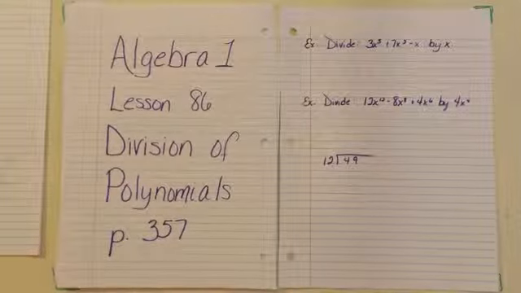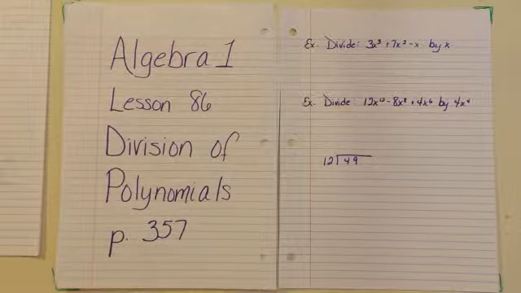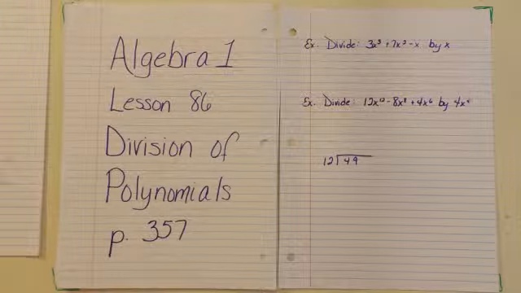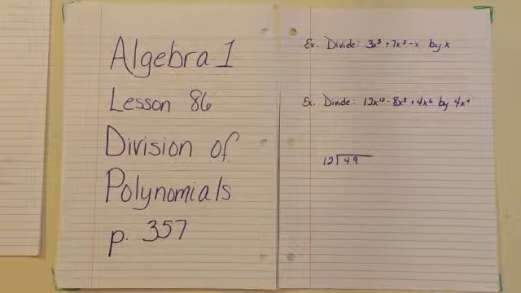Hi, this is Algebra 1, Lesson 86. We're going to talk about the division of polynomials, starting on page 357.